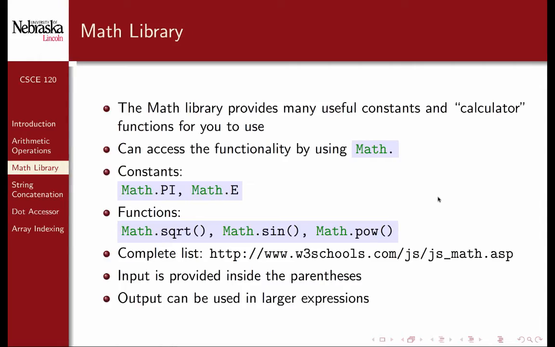More complex operations can be performed using the math library. It provides several useful constants and calculator functions for you to use. You can access this functionality by typing math dot, followed by what you want. For example, there are several constants like pi and e. Math.PI, Math.E gives you these values. There are also several functions like the square root function, the sine function, and the pow function. A complete list can be found at the link here. The input is provided inside the parentheses, and the output can be used in larger expressions or be stored into a variable. Let's take a look.